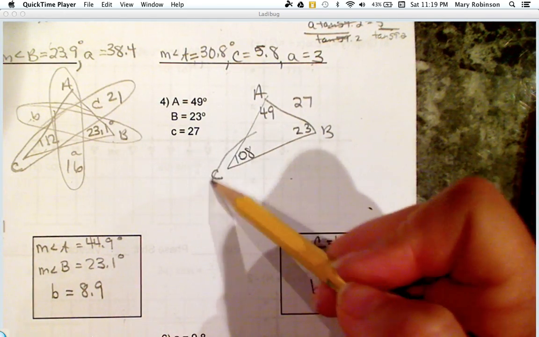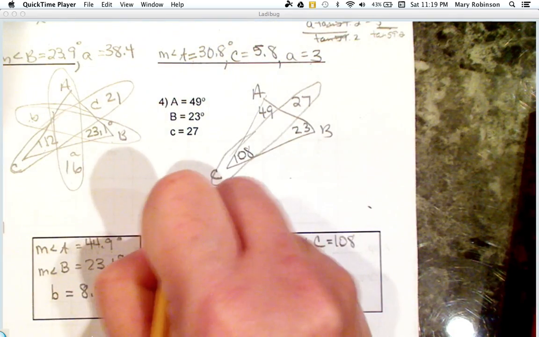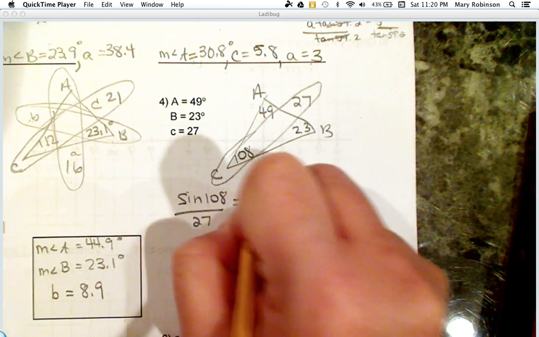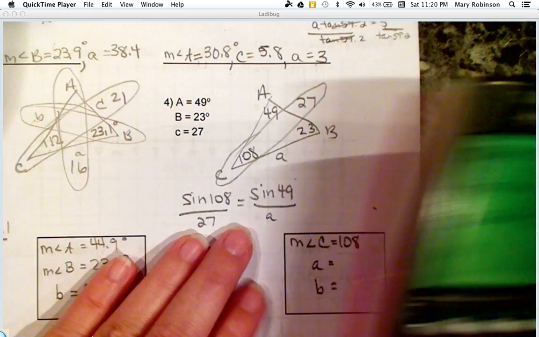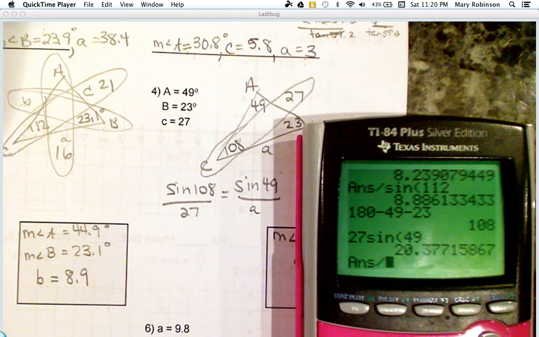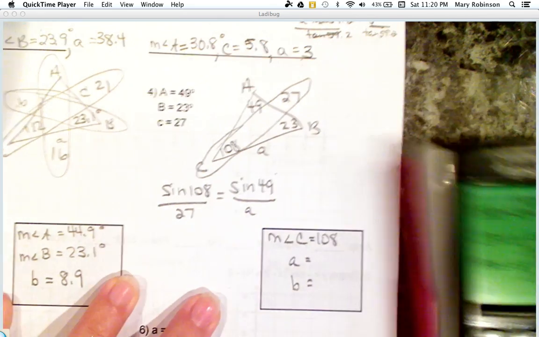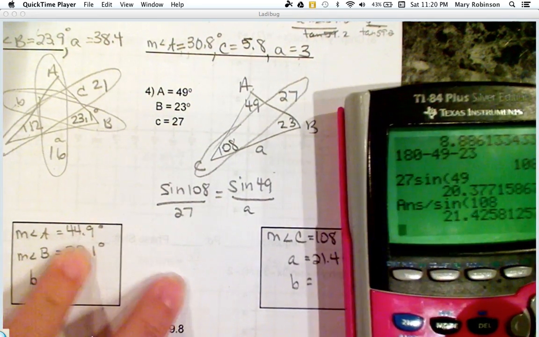The nice thing about that is now that I know angle C and I know the measure of side C, I can set up a sine ratio. I'll go ahead and find side A first. So I'm going to cross multiply and divide. 27 times the sine of 49, enter, divided by the sine of 108, and I get 21.4. Alright, let's move this over so you can see the calculator steps.